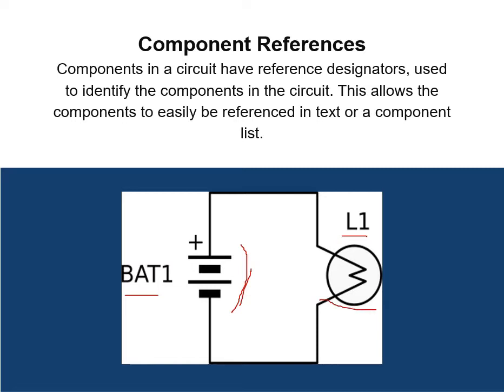As you can see, there are also numbers. That means that in our schematic diagram, there could be multiple batteries. If there is one, then BAT 1. If we have another, the second one, BAT 2. Same with the lamp.